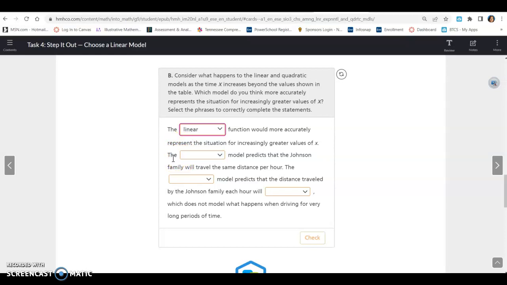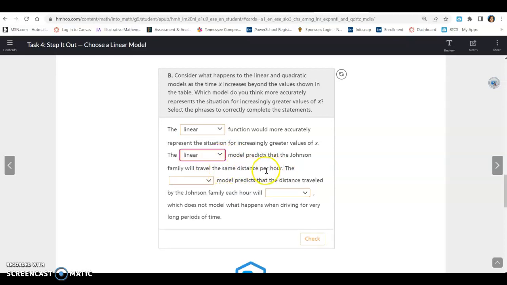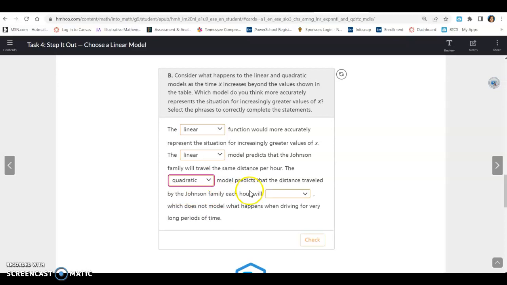The blank model predicts that the Johnson family will travel the same distance per hour. That's linear, because your average rate of change is your slope, and that's the same distance each hour. The blank model predicts that the distance traveled by the Johnson family each hour will blank, which does not model what happens when driving. This must be talking about the quadratic model. The quadratic model predicts that the distance traveled each hour will decrease, which does not model what happens when driving for long periods of time.